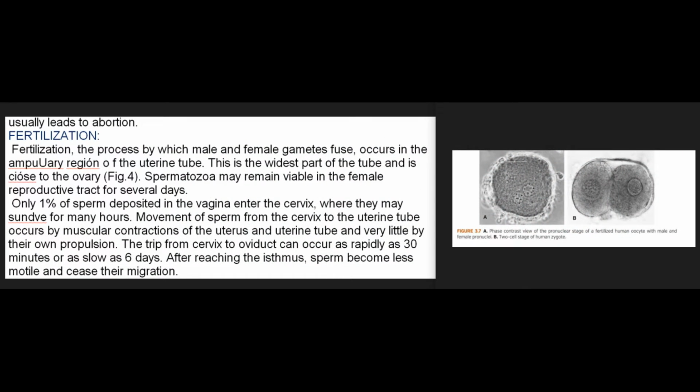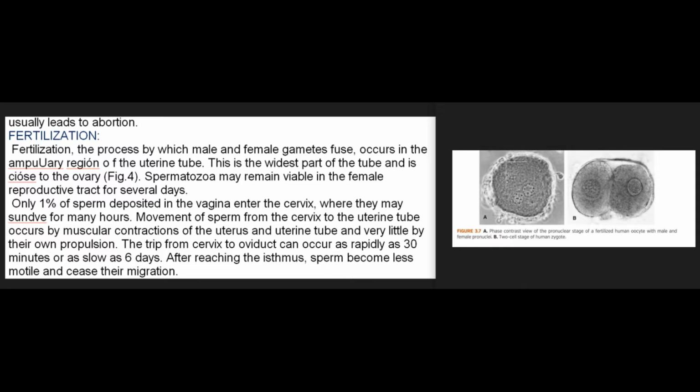Fertilization, the process by which male and female gametes fuse, occurs in the ampullary region of the uterine tube. This is the widest part of the tube and is close to the ovary, Fig. 4. Spermatozoa may remain viable in the female reproductive tract for several days. Only 1% of sperm deposited in the vagina enter the cervix, where they may survive for many hours.